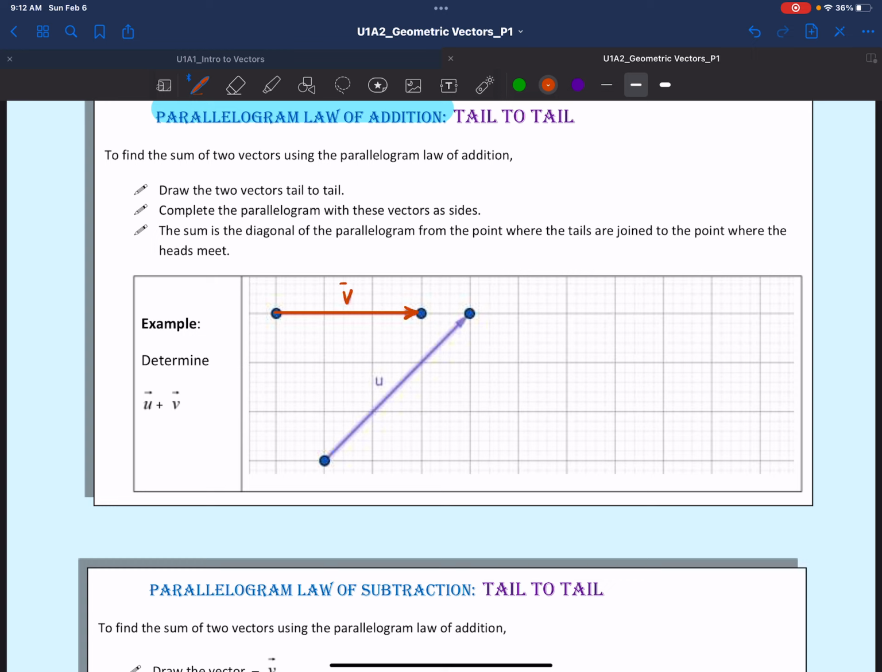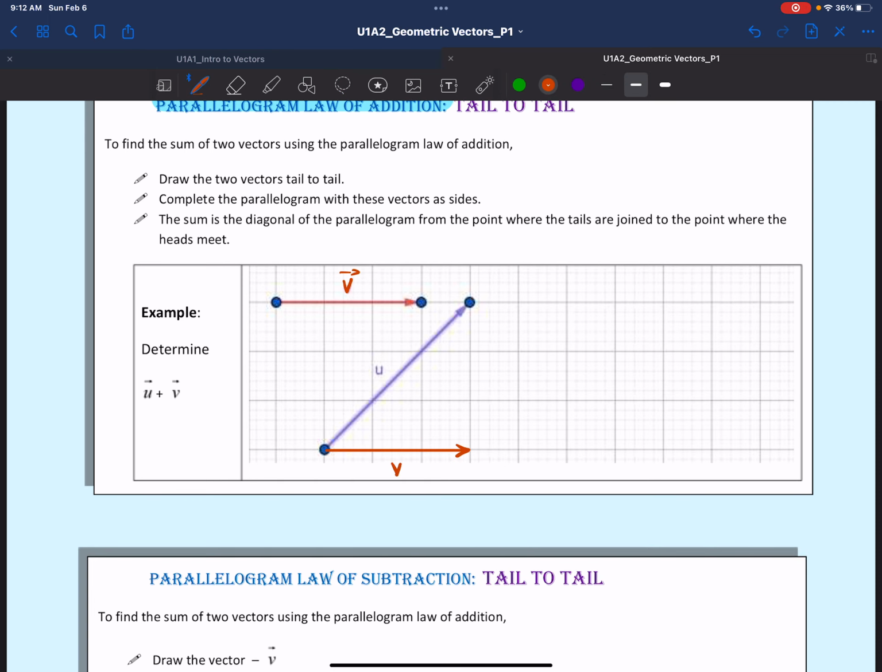And this time, we are connecting the vectors tail to tail. So the tail of vector v will come to the tail of vector u. And from here on, we're going to draw a parallelogram by using these two vectors as the two sides of the parallelogram. And that's where the name parallelogram law of addition comes from.